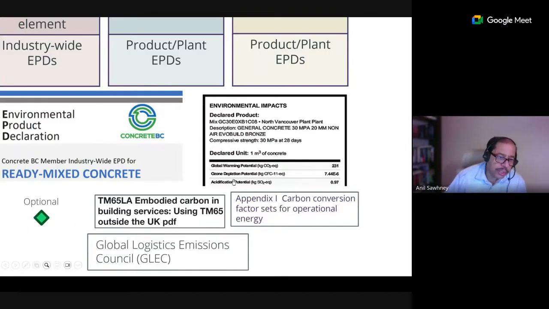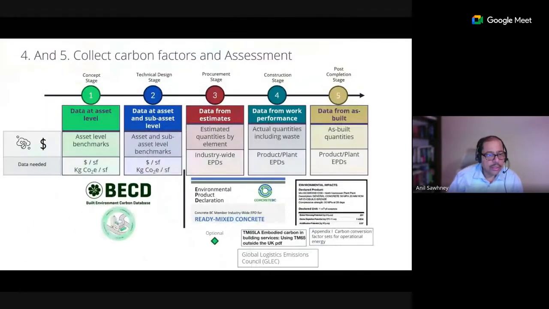There is more information: ozone depletion potential, acidification potential. Remember, we are not doing that. We are only focusing right now on GWP. So for you, this number is needed. Hypothetically, if you can collect EPDs or these kind of labels for all products in your building, you multiply those carbon factors, and you can then get your emissions for your building.